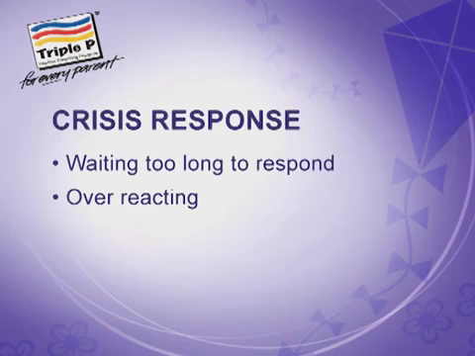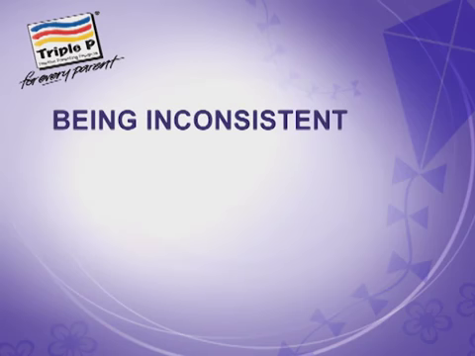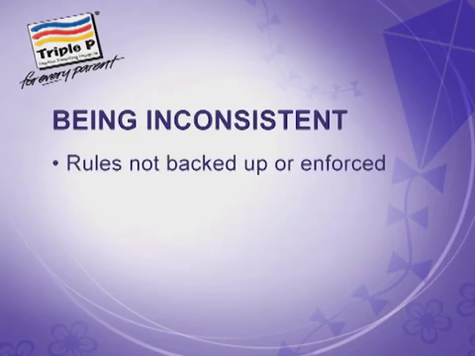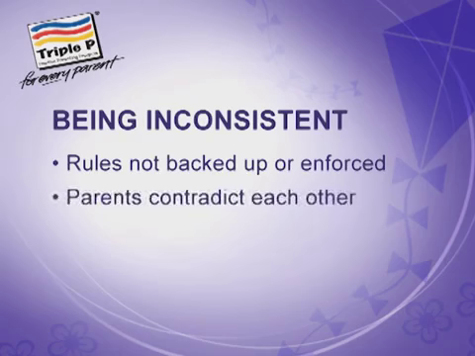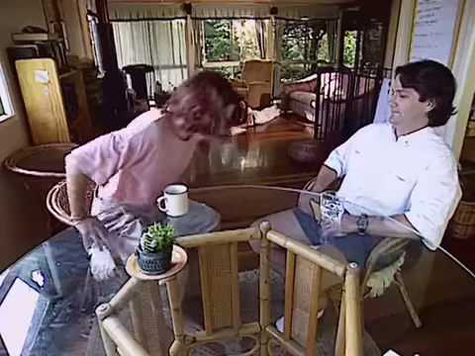A final problem is being inconsistent. For example, when instructions or rules are not backed up or enforced, or when parents contradict each other in front of their children. When things are inconsistent and unpredictable, children's behaviour is often more difficult to manage.